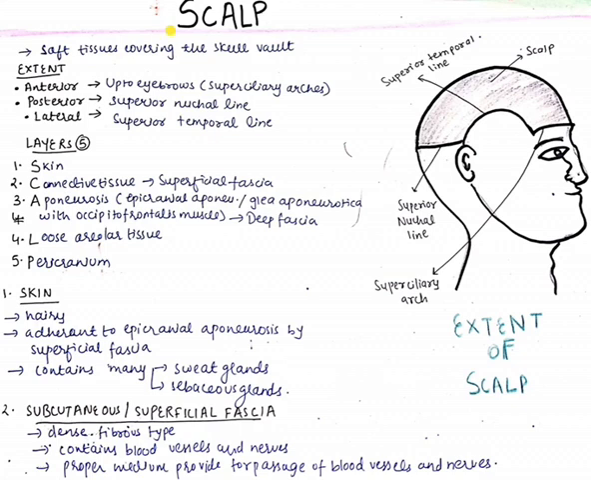So, the definition of the scalp is the soft tissues covering the skull vault. Here in the diagram, this is the skull vault, as you know. This is known as the scalp, okay.